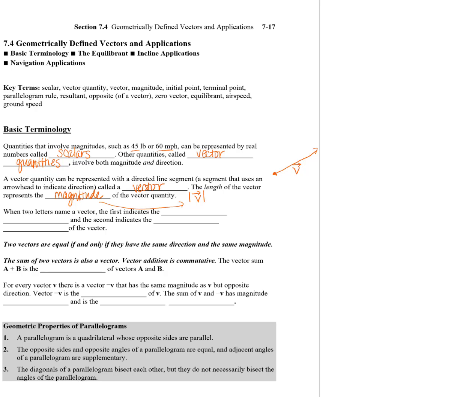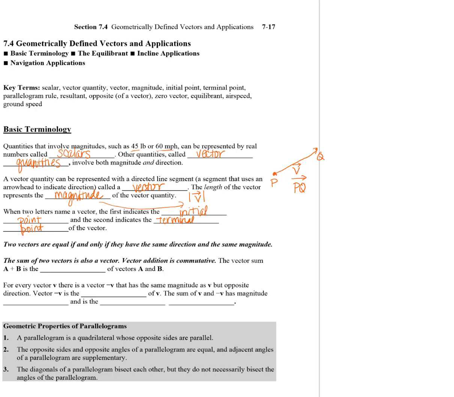When two letters name a vector, the first indicates the initial point, and the second indicates the terminal point of the vector. If we come back to this vector over here, I'm going to label the initial point P and the terminal point Q. We could label this vector as V, or you could label it as PQ.